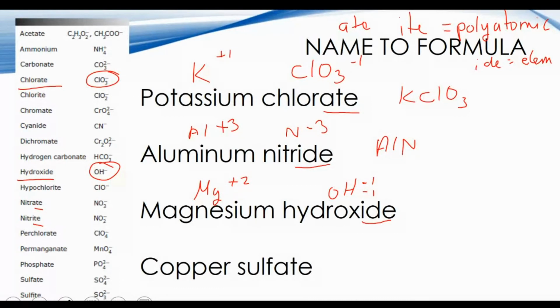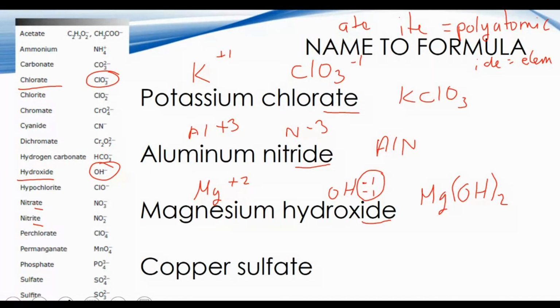So whenever you write the formula, here is where you're going to use parentheses. And you only use the parentheses when we're talking about a polyatomic. So we're going to say magnesium OH, parentheses, because it's a polyatomic. And since I had to write its oxidation number twice, I will write a 2 on the outside. Okay? So that's how we are going to write the formula from the name.